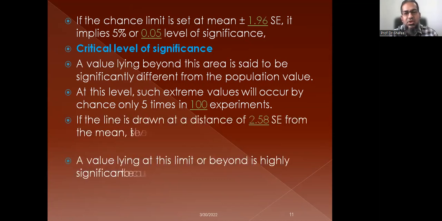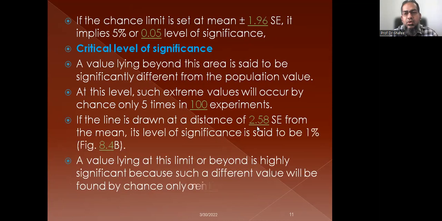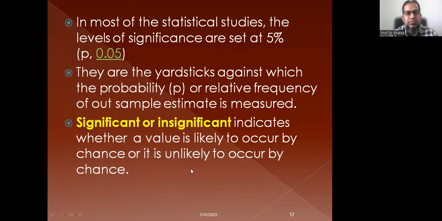Usually we take a 95% confidence interval, and if we take mean plus or minus 2.58 standard error, then the level of significance will be 1% and the confidence will be 99%. In this case, by chance only 1 in 100 results will fall beyond the confidence limit. Like this, we find out the level of significance. In most statistical studies, the level of significance is set at 5%. So the level of significance is 5%, the confidence interval is 95%, and they are the yardstick against which the probability P, or relative frequency of an out-of-sample estimate, is measured. So finally, we conclude in terms of significant or insignificant.